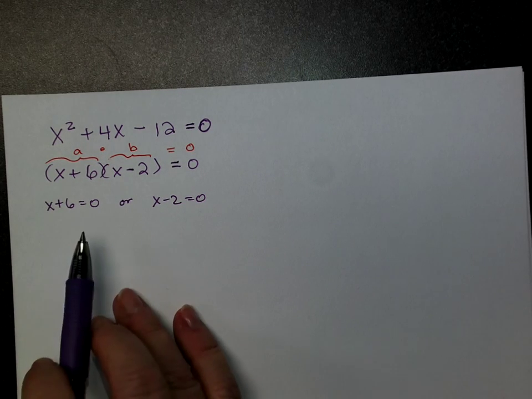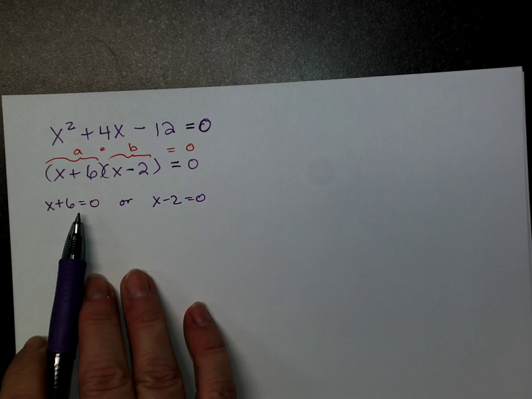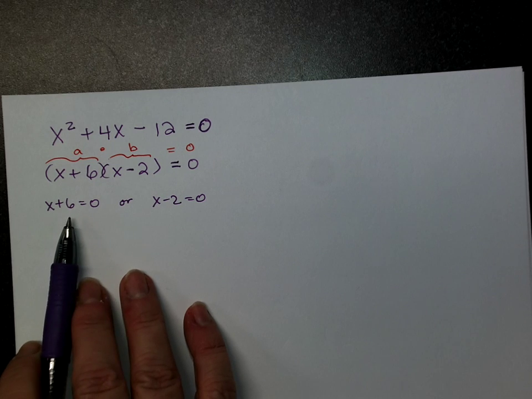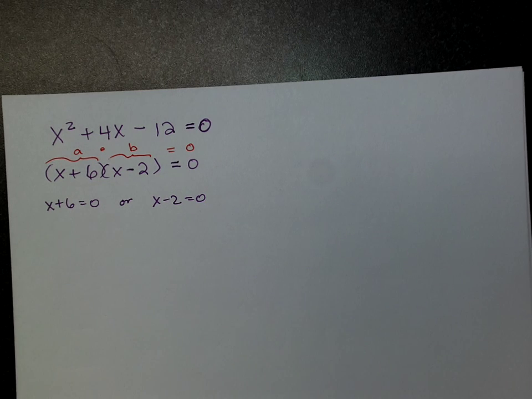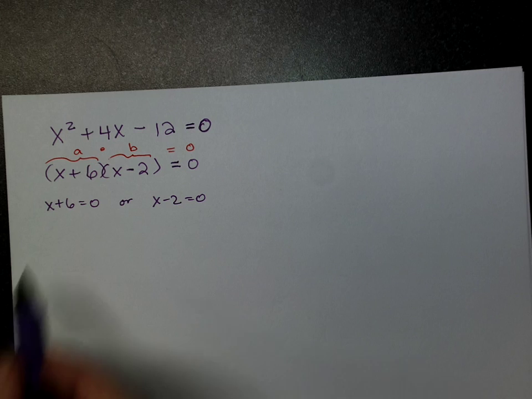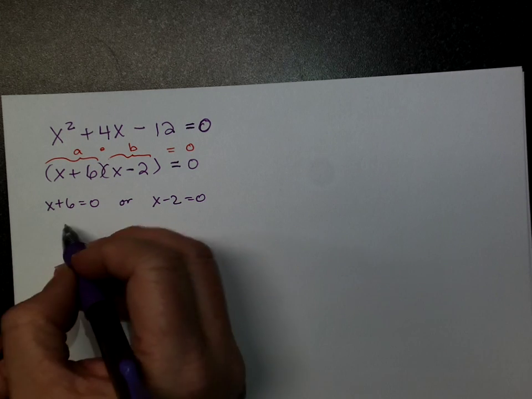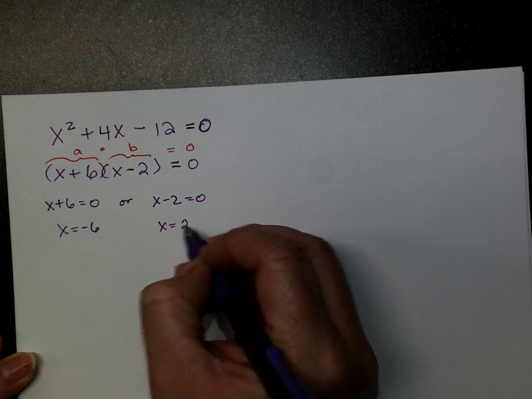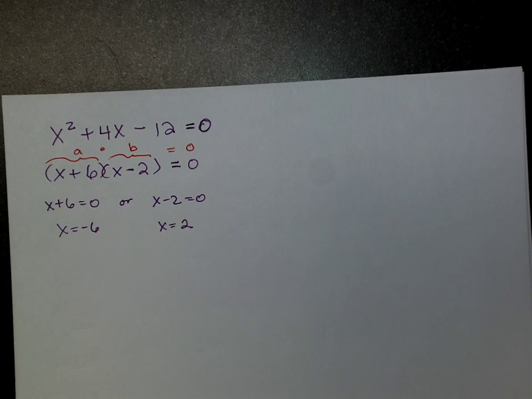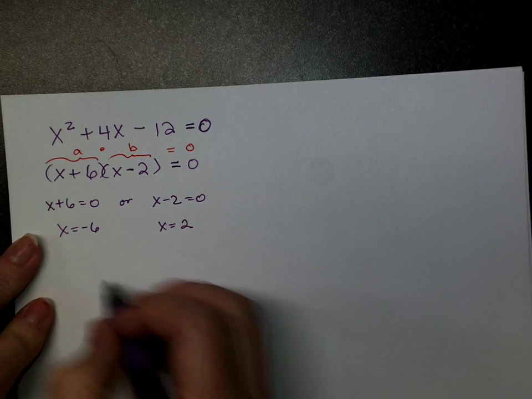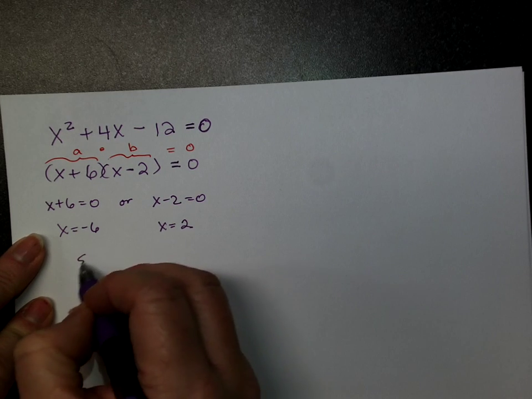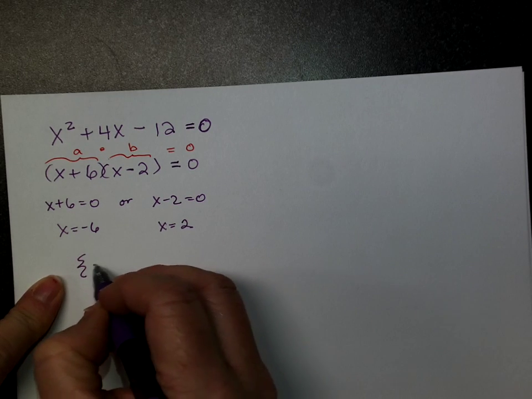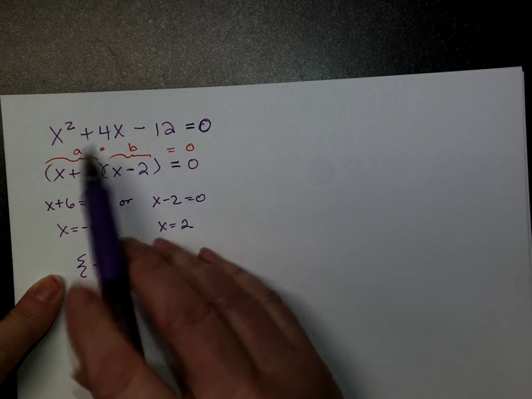Now, this is where a lot of times the brain freezes and goes, what do I do now? You know how to solve little basic linears. But sometimes you put a basic skill in a new context. You know this, take a breath. You know how to solve for x. x equals -6 and x equals 2. Those are your two solutions. In set notation, I can use -6, 2, and you go back and check.